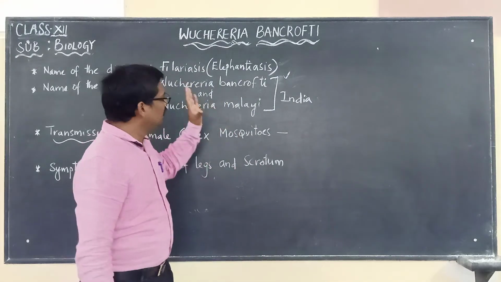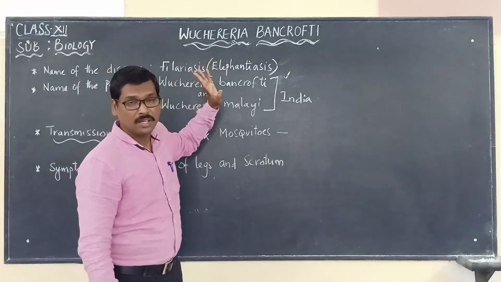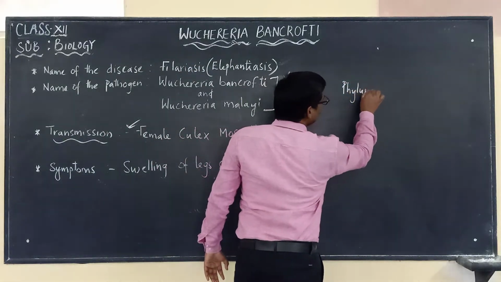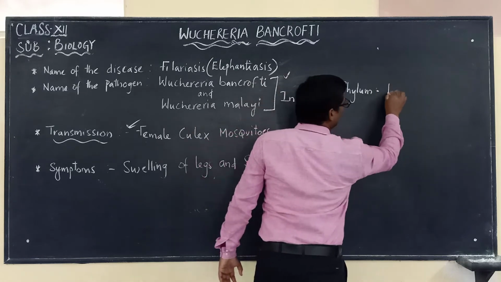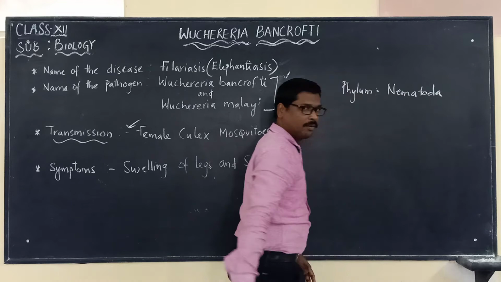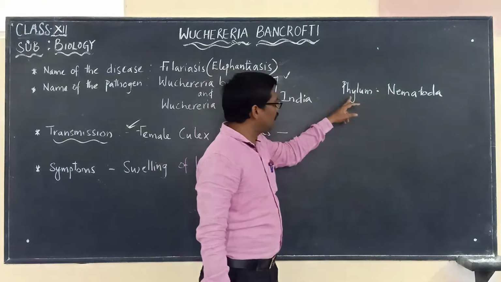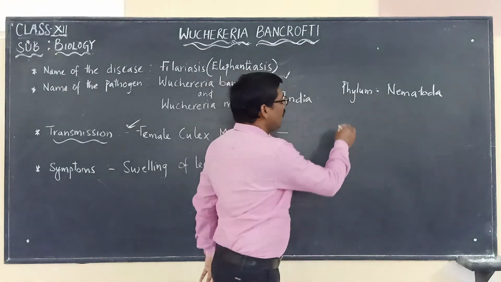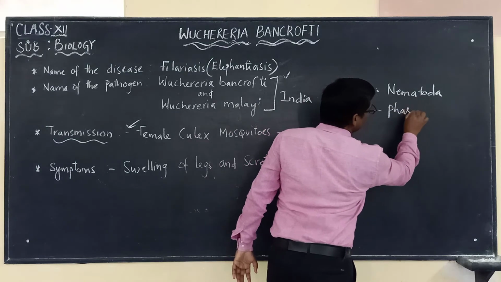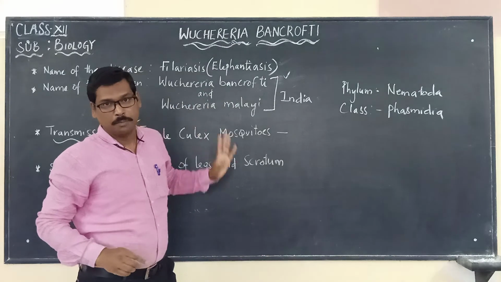In conclusion, let us remember that this pathogen, Wuchereria bancrofti, belongs to the phylum Nematoda. You know the meaning of Nematoda: thread-like cylindrical worms. So Wuchereria bancrofti belongs to what? To the phylum Nematoda, and class Phasmida, the class to which Wuchereria bancrofti belongs.